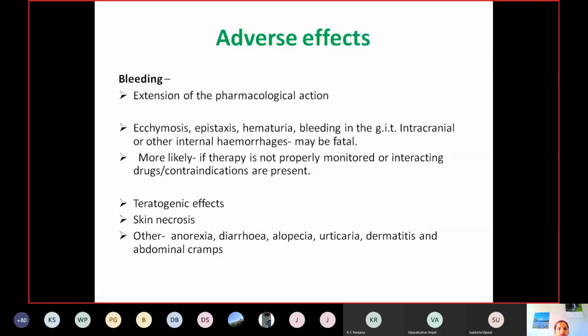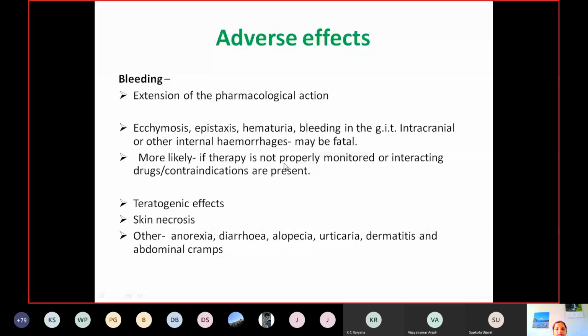So you have to treat the patient as soon as possible by giving its antagonist. What is the antagonist of warfarin? Vitamin K. If you see bleeding in a patient who is taking warfarin, you have to immediately inject vitamin K. That is the antidote of warfarin overdose.